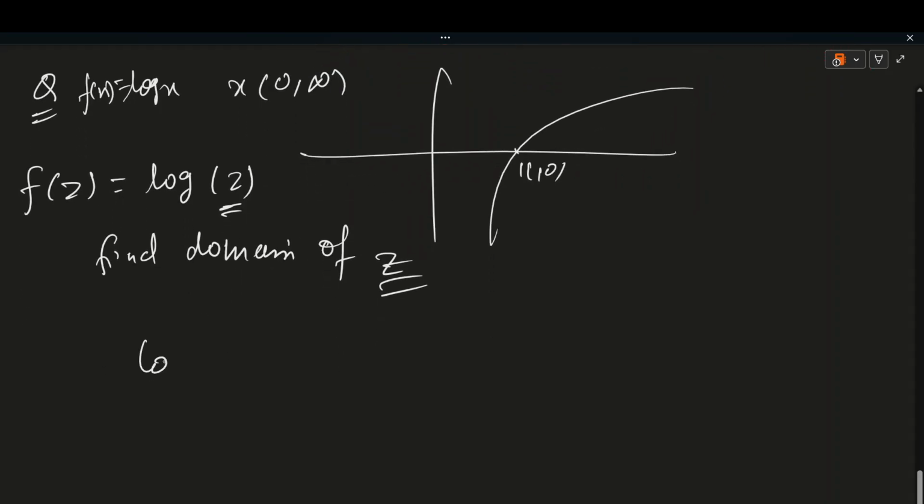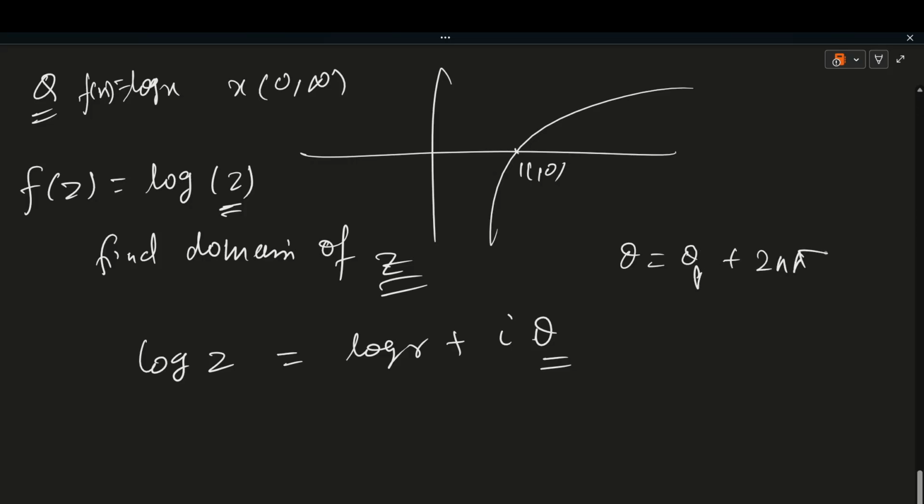We can write log z is equal to log r plus i into theta, where theta is the argument. It can take any value: theta is the principal value plus 2n pi. This theta can take any value. So think about this. What will be the domain of log z?